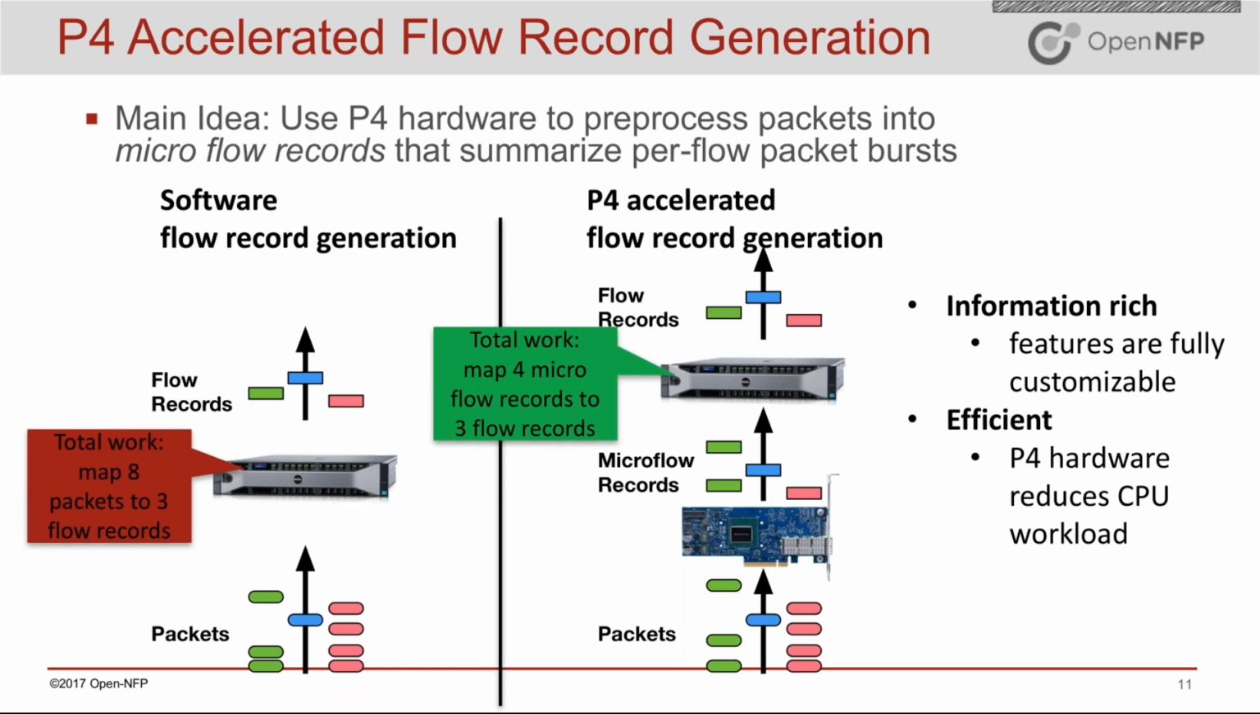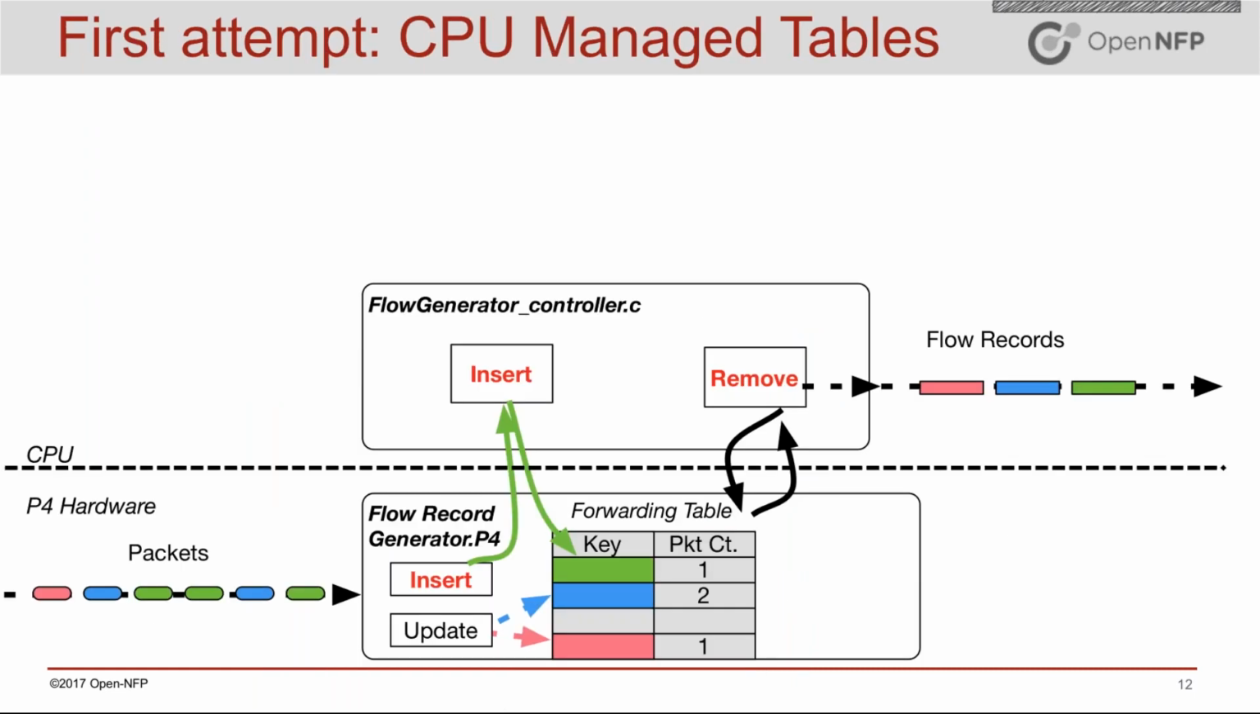How do we actually implement this? As a first attempt, we looked at an OpenFlow type approach where we just use a standard forwarding table to track flows in the P4 hardware. The idea is we have a standard forwarding table that maps packets to counters or features based on the key, with one entry for every currently active flow. When packets come in, if there is a record in the forwarding table for that packet's flow, we just increment the counters and update the features. If there's no record, then we send the packet to a control application running on the CPU that inserts a new entry into the forwarding table, and also manages timing out flows when they expire and exporting the actual flow records.